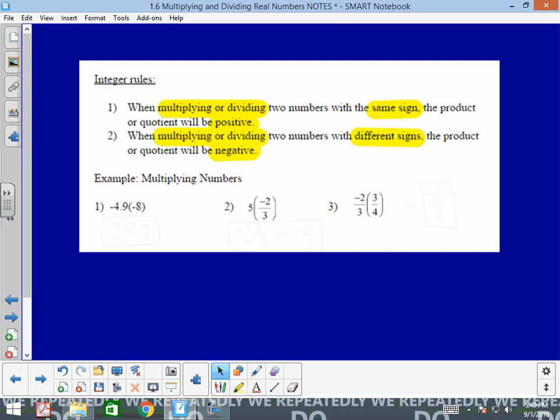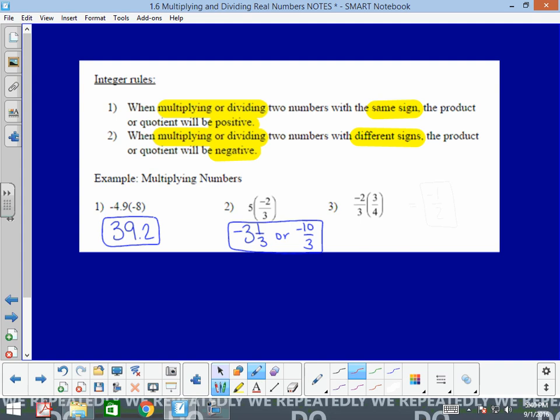So here we're multiplying same signs, and again, I do not mind if you use your calculator. Same signs, we're going to get a positive answer, that's 39.2. Here, you can use your calculator. We're multiplying different signs. We're going to get a negative answer. If you use your calculator, it'll probably just give you negative 3 1/3. If you do this by hand, remember 5 is over 1, so we're multiplying the numerators, multiplying the denominators, and that's how I arrived at negative 10/3.